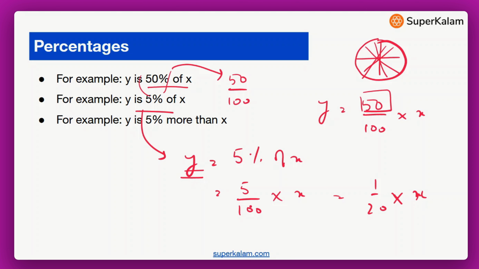In similar manner, if x was a cake and it was cut in 100 parts, then y represents 5 parts of that cake which was cut in 100 parts. And in percentages term it is 5% of x. Here if x is cut into 100 parts, then y represents the 50 parts. If we simplify this, it can be written as half into x. So if x is cut into 2 parts, then y is 1 part, so y is half of x. This is very easy, and this would be clear to you.